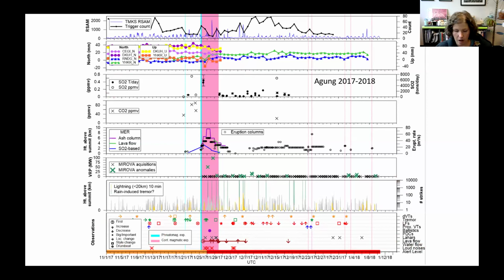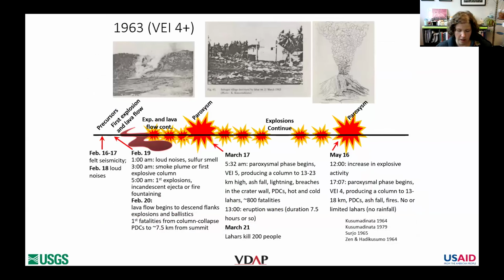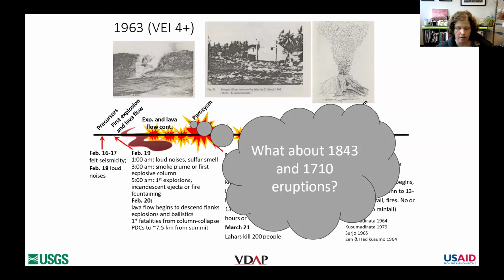And as we were responding, we were often trying to look back at previous eruptions of Agung. So here's a really basic visualization of a timeline for 1963, where we're trying to look at past eruptions of Agung and how those eruptions progressed. We have a lot of good information for 1963. Agung doesn't have that many eruptions to look at, so we were really interested in what happened in 1843 and 1710. And I'll come back to that in just a moment.